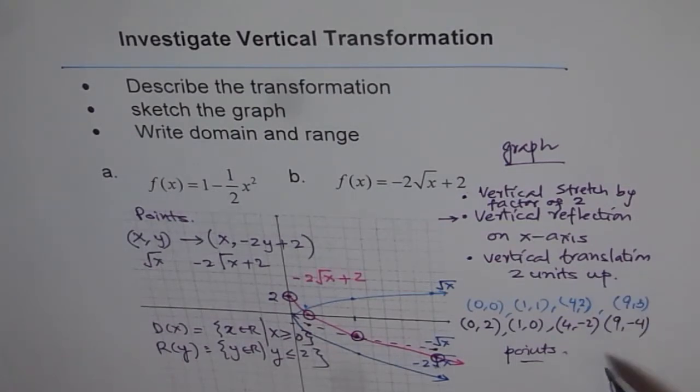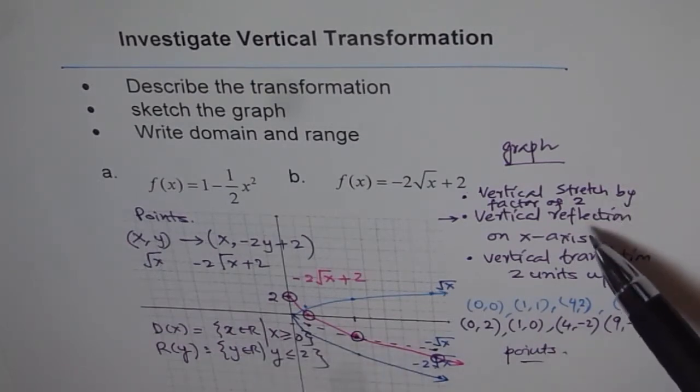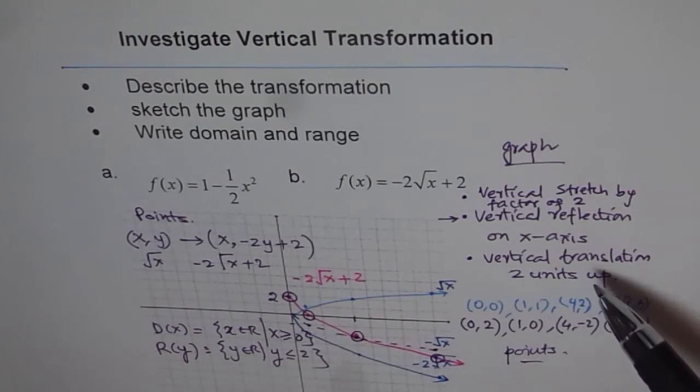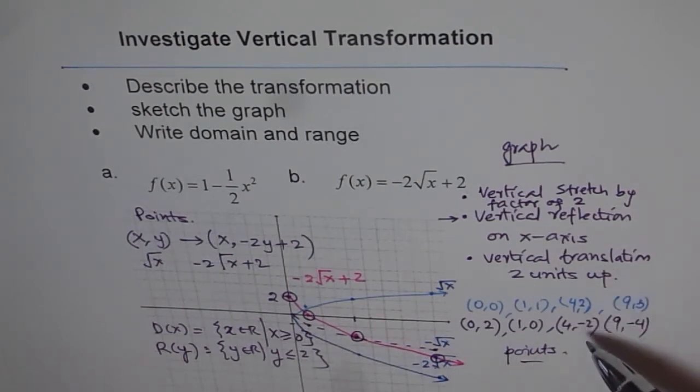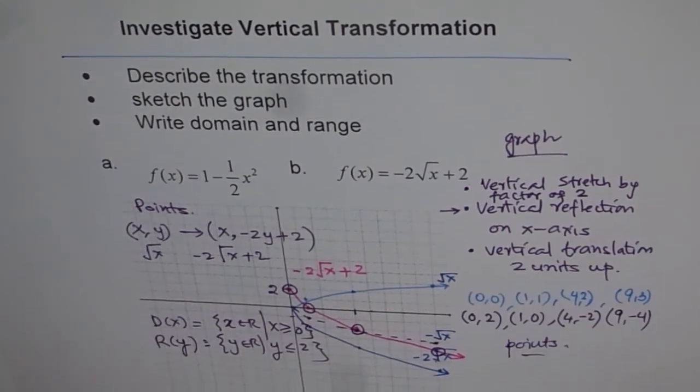And now you can follow a similar method to sketch a function f(x) equals 1 minus half x squared. So do both ways. Do step by step graphically and then check your answer with the image points. That way you will learn more. That's the whole idea. Have a good look at it.